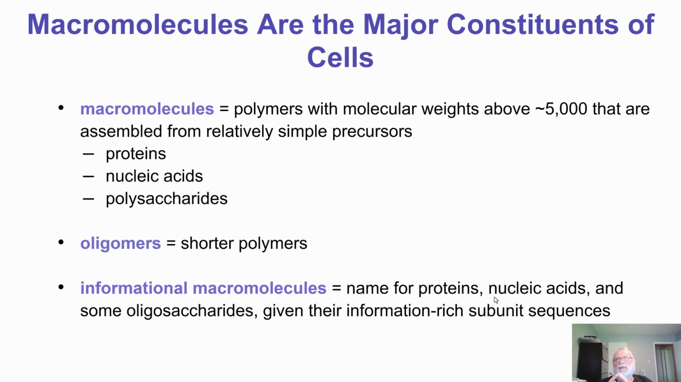Macromolecules are polymers with molecular weights above 5,000 that are assembled from relatively simple precursors. Proteins, nucleic acids, polysaccharides all fall in this category. We'll use the term oligomers to a certain degree. I have a tendency not to use it very much because it's a vague term, but shorter polymers are called oligomers. Informational macromolecules is a name for proteins, nucleic acids, and some oligosaccharides, because they have information-rich subunit sequences. Some of these molecules transfer information, like what the cell needs to do and what it needs to react to, and all these things come from these informational macromolecules that circulate around.